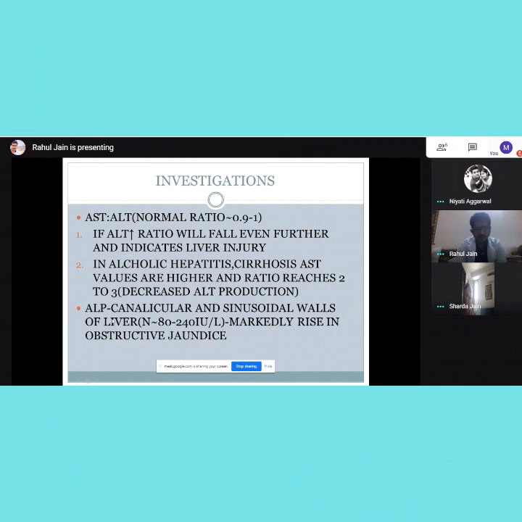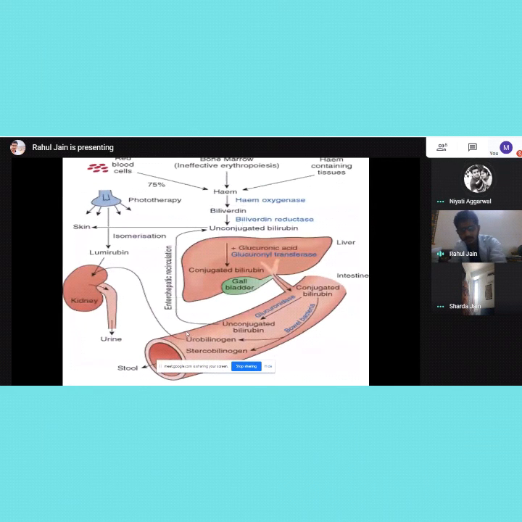Then coming to the last 2 enzymes we will be discussing, that is ALP and GGT. ALP is present in the canalicular and sinusoidal walls of the liver. So whenever there is anything which irritates the canalicular and sinusoidal walls, and even my cystic duct and hepatic duct, then these levels will rise markedly, and normal levels are 80 to 240. So ALP is very specific for post-hepatic jaundice. Whenever there is something irritating after the gallbladder, in the ducts, it should give me a hint that it is a case of post-hepatic jaundice.